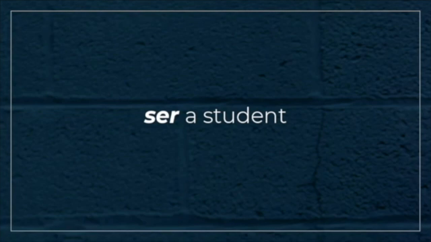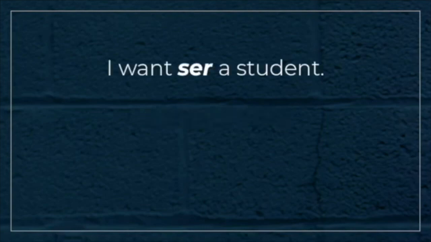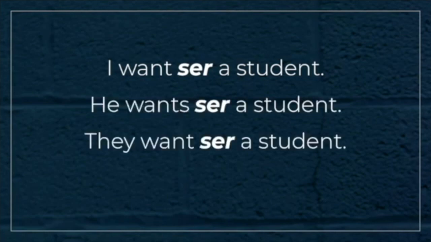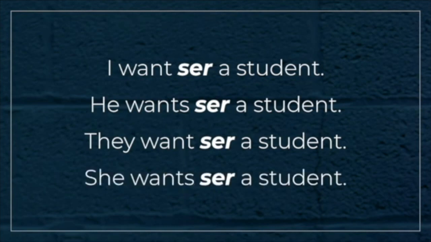Let's look at ser, for example. Suppose that I'm talking about people wanting to be a student. The word to be is simply ser. So no matter who's doing the wanting, the form ser doesn't change. Look at these examples. I want ser a student. He wants ser a student. They want ser a student. She wants ser a student. In each case, the word ser doesn't change. Instead, the conjugated verb, the verb that's changing, is the verb wants. So that one does change based on what person is doing the wanting.